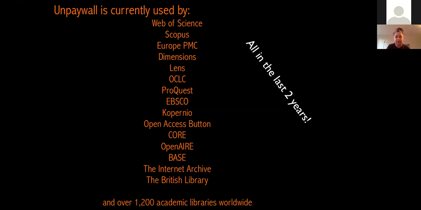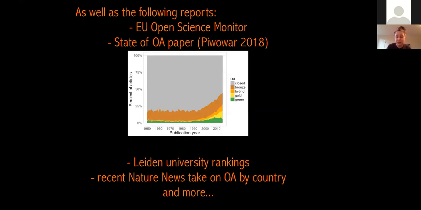ProQuest and EBSCO, that's in their link resolvers. Copernio, as you know, has a button. Their data is coming from Unpaywall. Open Access Button, that Joe, I think, will talk about, and so on. As well, just right at the bottom there, a lot of libraries use us in their link resolvers. The link resolver checks to see if they have a holding for the paper. If they don't, before they go to the ILL page, they check the Unpaywall database to see if we found an open access copy to send to their users instead. So that's some of the integrations that have been possible with and are done and actively going today because of Unpaywall.